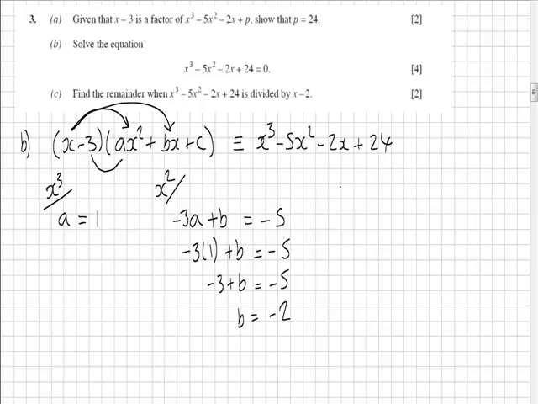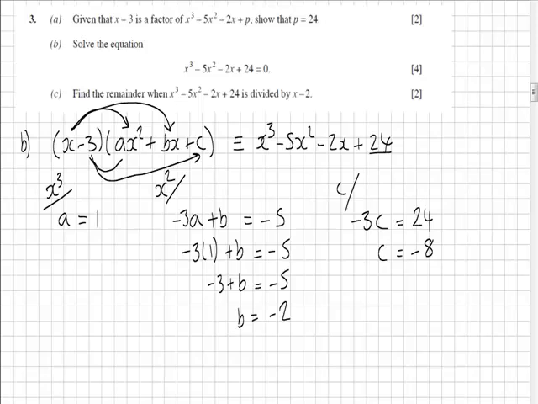The next thing I'm going to look at is actually the constants, i.e. the numbers on both sides of the equation. The only way you can generate a number-only term on the left-hand side is multiplying minus 3 by c, which is minus 3c. On the right-hand side, we can see that the only term not in x is actually 24. So we know that minus 3c must equal 24. Hence, c must equal 24 divided by minus 3, which is minus 8.